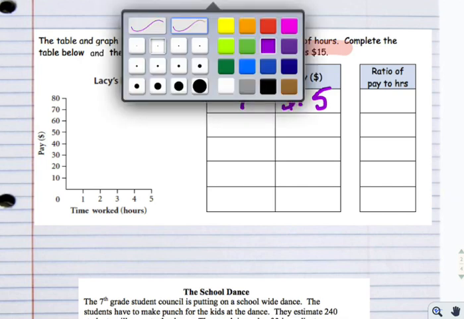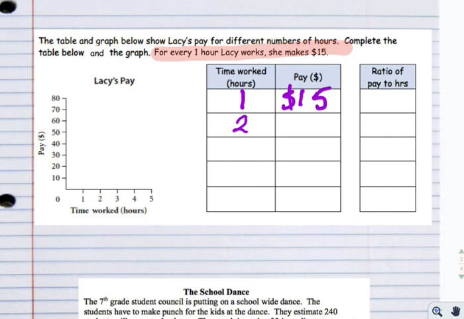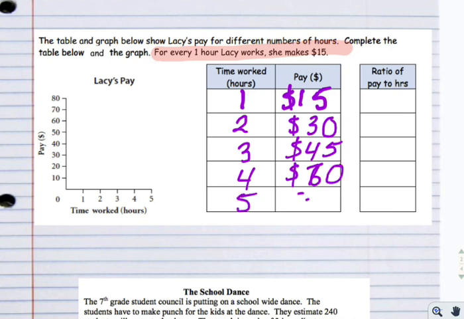If Lacey worked 2 hours, I can think of her pay as being twice as much as if she worked 1 hour. So twice as much as 15 is $30. If Lacey worked 3 hours, she gets paid 3 times $15 an hour, which would be a total of $45. If she works 4 hours, I can add $15 to her previous pay for working 3 hours, which would be $60. And then for working 5 hours, she's going to make $75.